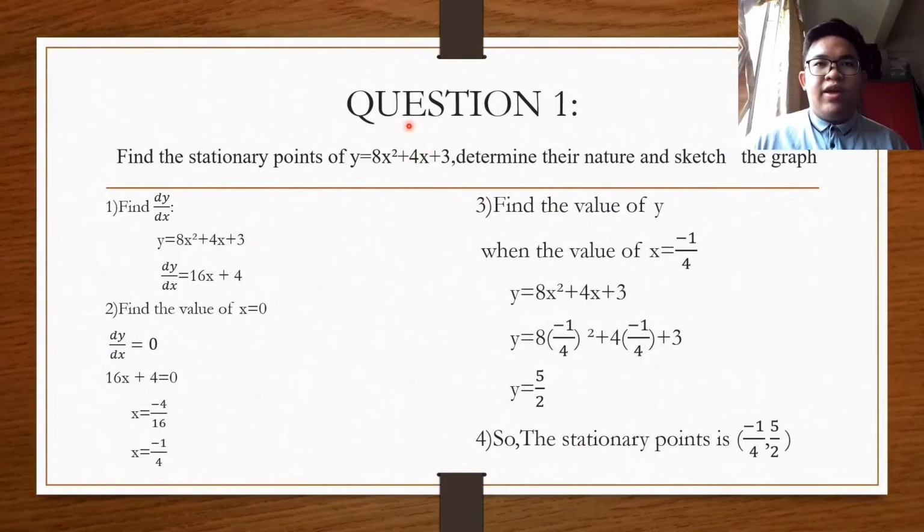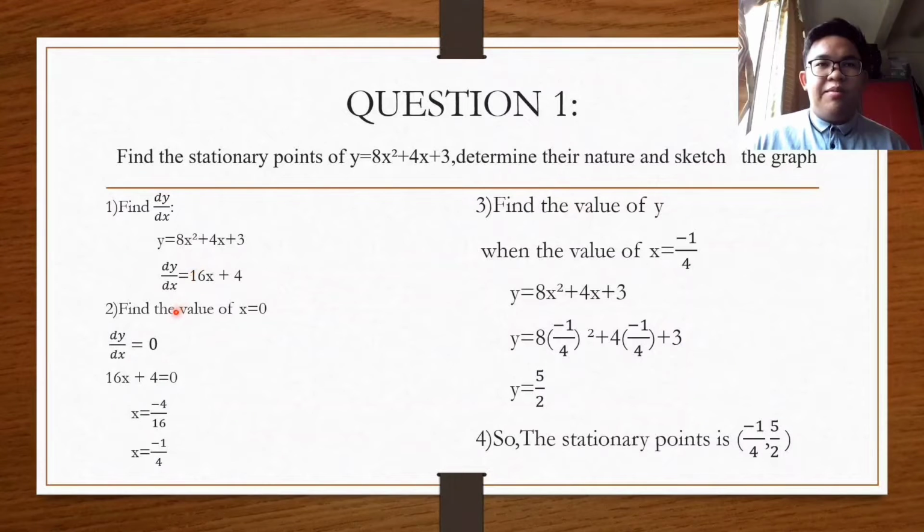Okay, the first question. We must find the stationary point of y equals 8x power of 2 plus 4x plus 3, and we must determine their nature and sketch the graph. So the first step, to get a stationary point, we must find dy/dx. Given y equals 8x power of 2 plus 4x plus 3, we do dy/dx: 8 multiplied by 2 and we get 16x, plus 4, and the 3 is gone.